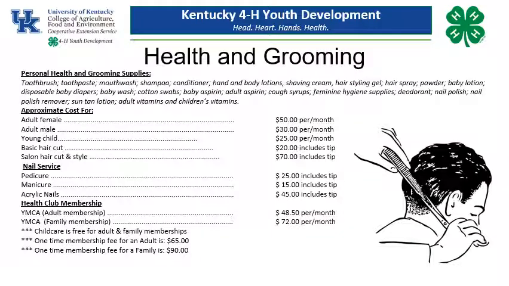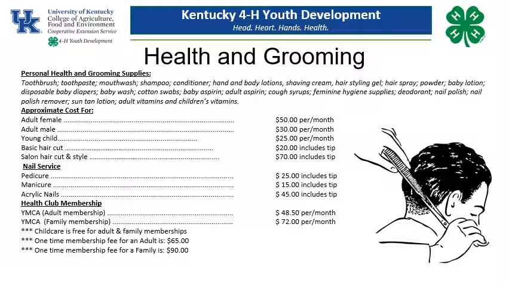Health and grooming are important for every family member. You need to make sure that you maintain a level of proper hygiene. In this package, an approximate cost that includes things such as toothbrush, mouthwash, shampoo, conditioner, and basic supplies for an adult female, that would be $50 per month. An adult male, $30 per month. A young child is $25 per month. So, you would need to consider how many you have in your household.